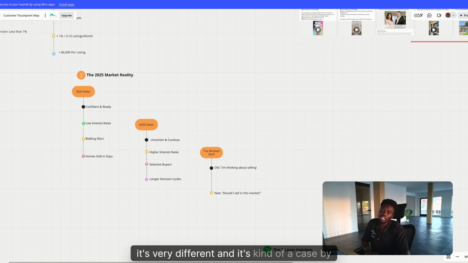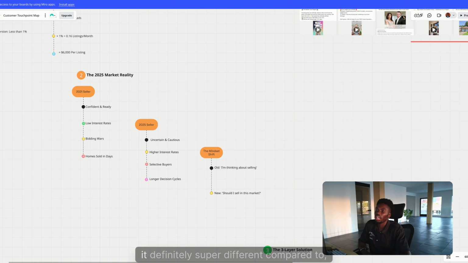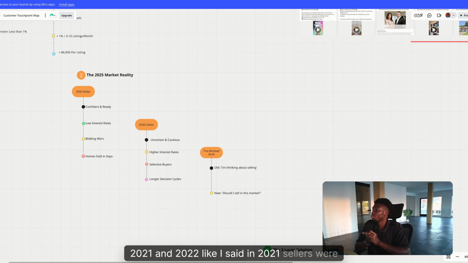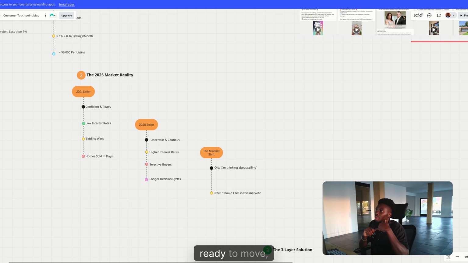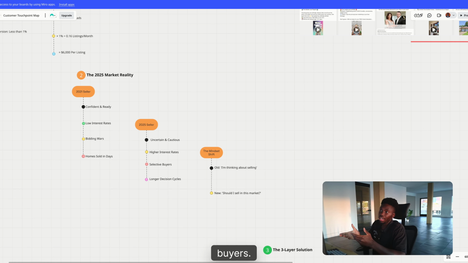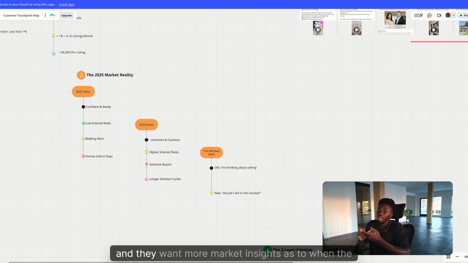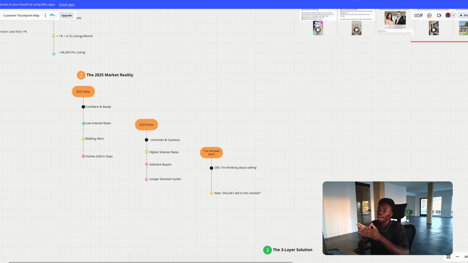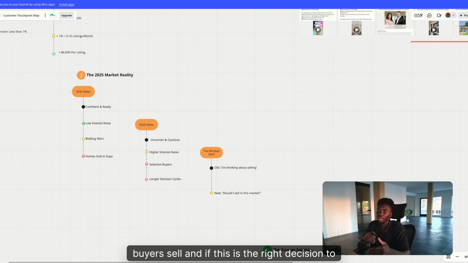It's very different, and it's kind of a case by case, but in terms of the whole economy globally in the United States, it's definitely super different compared to 2021 and 2022. Like I said, in 2021, sellers were just confident, ready to move, needs evaluation. Now in 2024, you have uncertainty for sellers and buyers. They need more education, and they want more market insights as to when to sell and if this is the right decision to make at this time.